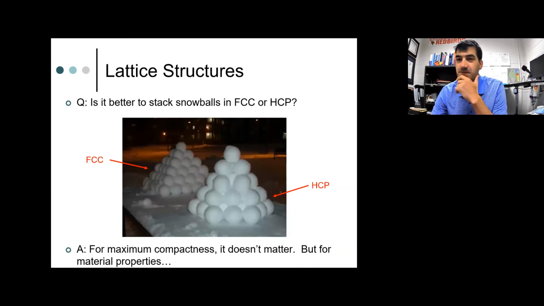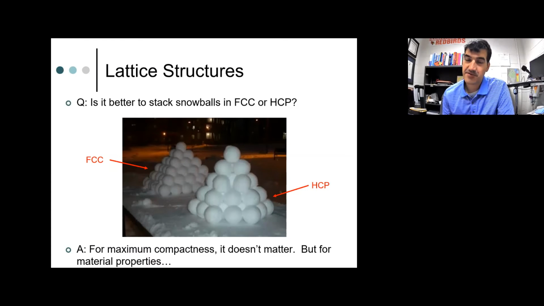All right, so here's a question. It's sort of rhetorical, but let's say that you are going to have a snowball fight this winter, and you want to stack up a bunch of snowballs for your inventory, for ammunition. The question is, should you stack them? Well, what lattice structure should you stack them into, right?